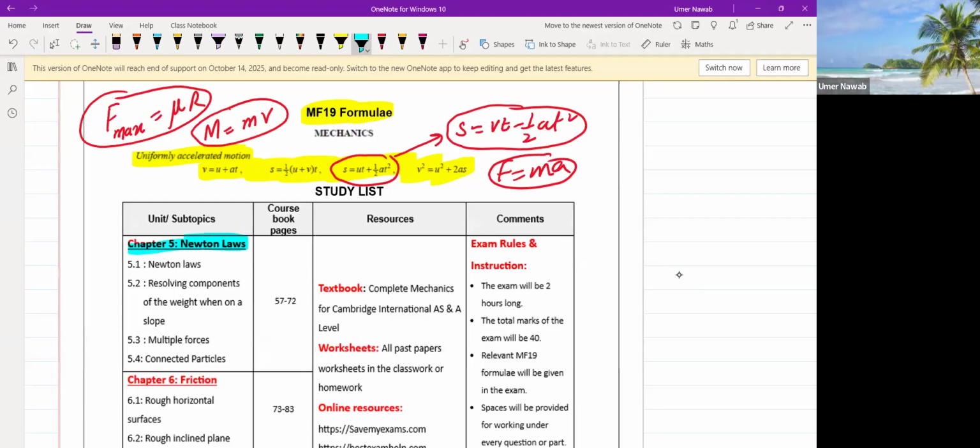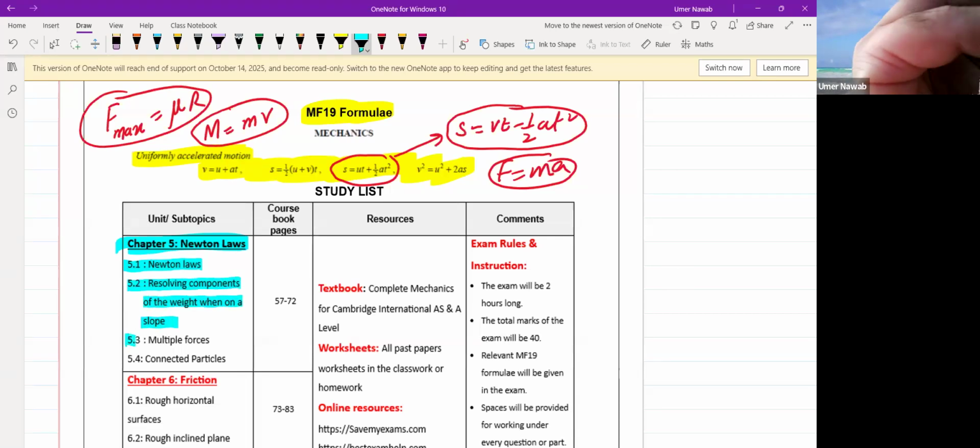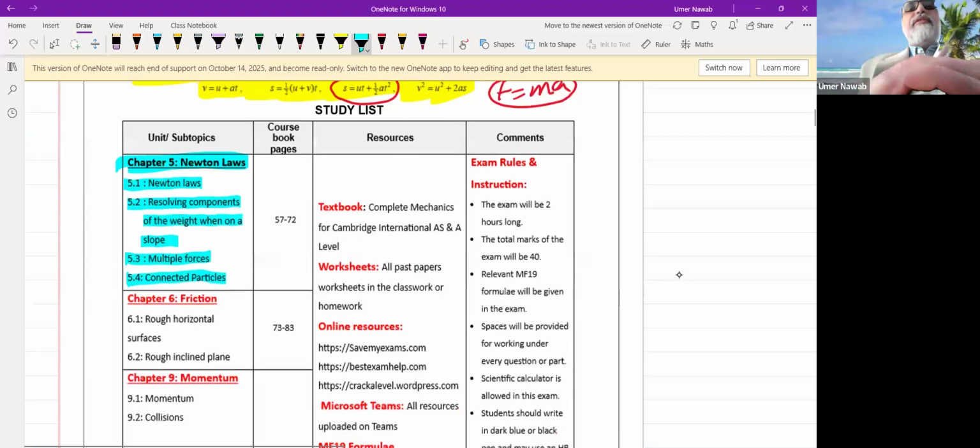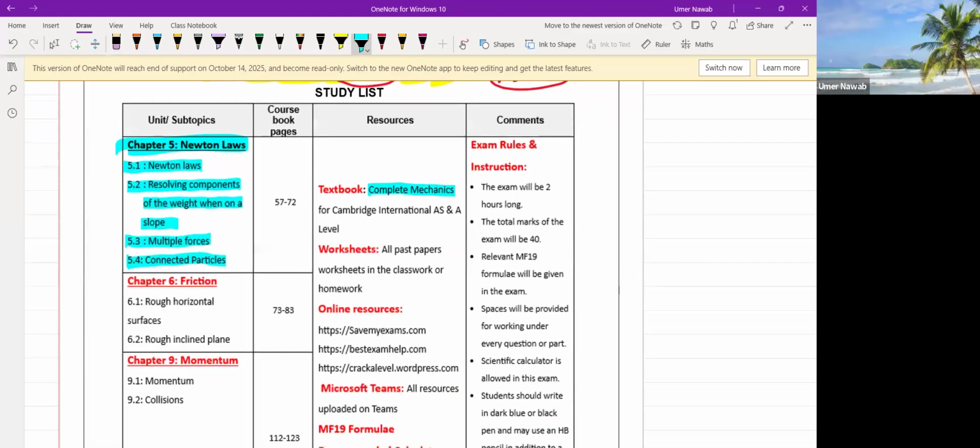Now, chapter number 5: we have Newton's laws, how to resolve components of weight when the weight is placed on a slope, when multiple forces are acting on a body, and last but not the least in this chapter, connected particles. The quick reference for you is your mechanics book and all the worksheets which we did in the class and as homework given to you.